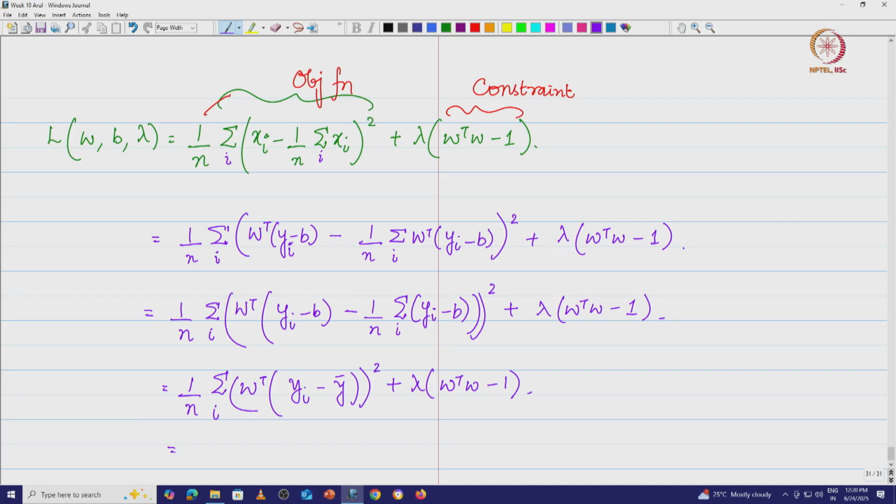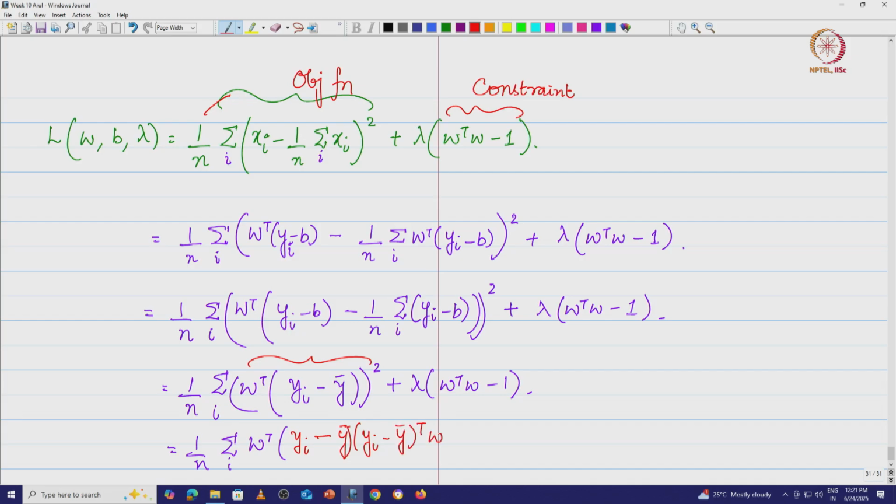So, this is nothing but 1 by n sigma over i, w transpose into, if you look at this expression, it is something like A transpose B, the whole squared kind of form. I will write it, just check this: it is going to be yi minus y bar, right, yi minus y bar into yi minus y bar, the whole transpose, into w.